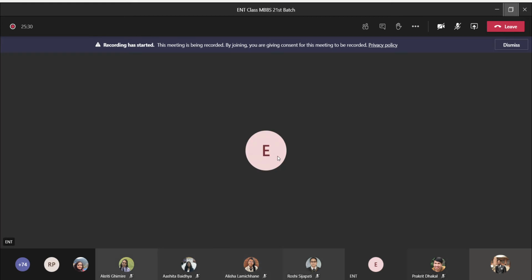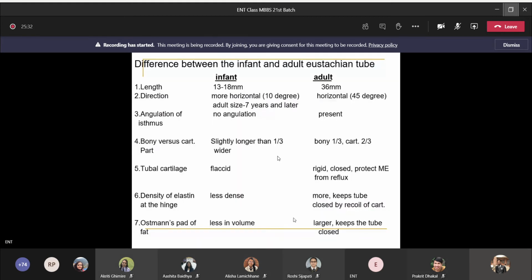The disease in the middle ear is more common because of the anatomical variation of the eustachian tube. The length of the eustachian tube is 13 to 18 millimeters in infants, whereas it is 36 millimeters in adults. The direction is more horizontal, making only 10 degrees to the horizontal, and it becomes adult size at 7 years or more, and in adults it is 45 degrees. Angulation of the isthmus: there is no angulation in infants, and there is angulation present in adults.